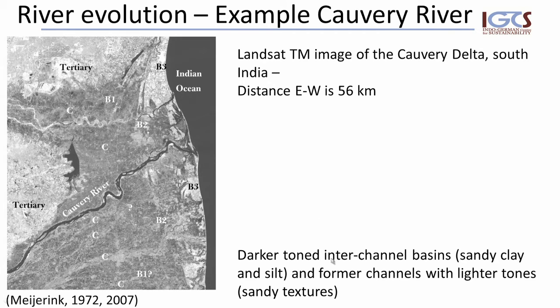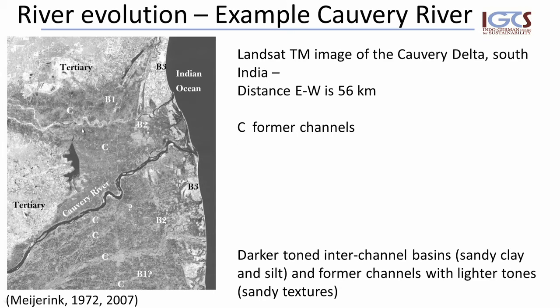Those darker tones here in this sedimentary portion of the image are interchannel basins. They are composed of sandy clay and silt. And then we see lines here, which are in a lighter gray, whitish tone, which represent sandy textures. From this we can see very clearly paleo channels of the Kaveri River. We can see those channels here, and here, and here in between. We sharpen our eyes for that.